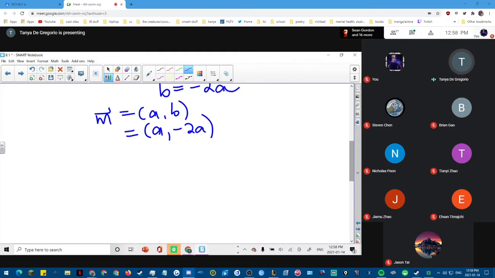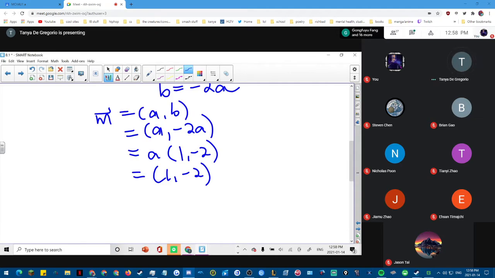Now, this is a slope, right? It's a direction vector. It's a slope. So what do we always do with our slopes? Reduce. We simplify them. Yeah, we simplify them. So if I had to simplify this, I would divide out the A, yes? And there is my direction vector. Okay, that is perpendicular, 1 comma negative 2.